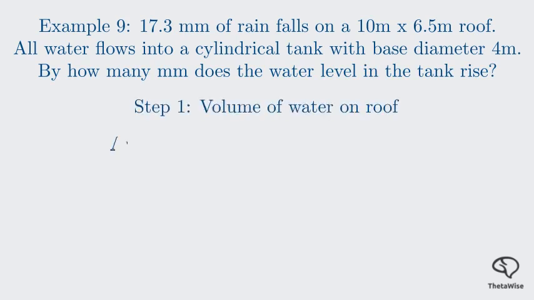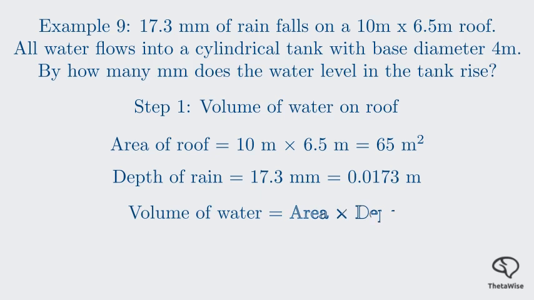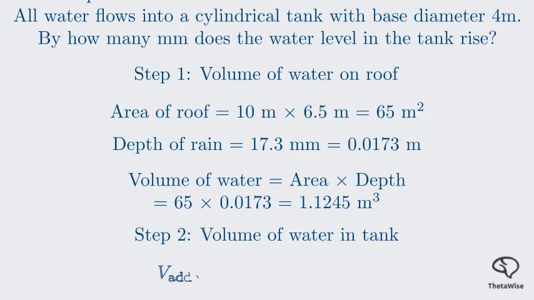Step 1 is to find the volume of water from the roof. The area of the roof is 10 times 6.5, which is 65 square meters. We must convert the rain depth to meters. 17.3 millimeters is 0.0173 meters. The volume of collected water is the roof area times the depth. 65 times 0.0173 gives a volume of 1.1245 cubic meters.